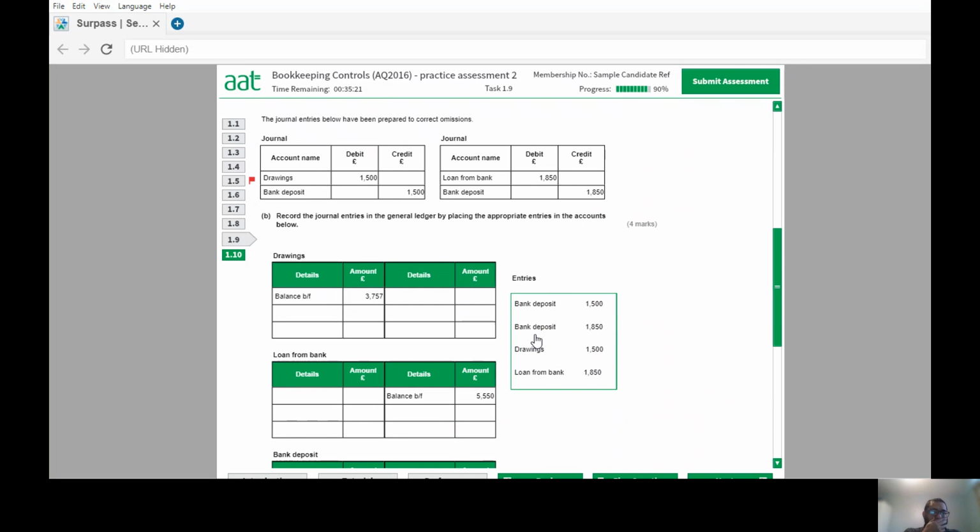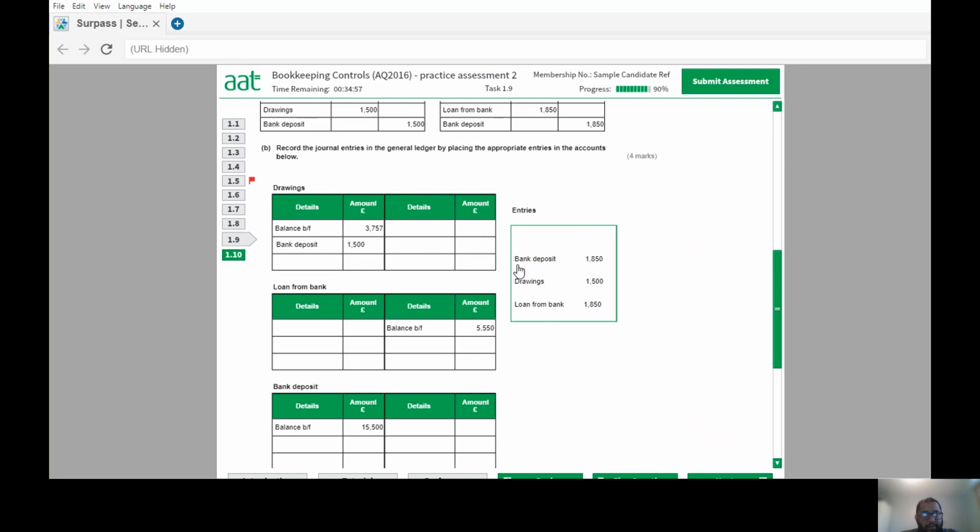Now, next one. Similar type of questions. Journal entries below have been prepared to correct omissions. So there are a couple of omissions there. So how are we going to do? The drawings had an opening balance here. So we're adding more to the drawings. So we have to look at the bank deposit debit, and the drawings account is going to be, where's that again? Bank deposit. So the bank deposit account will be credit here.